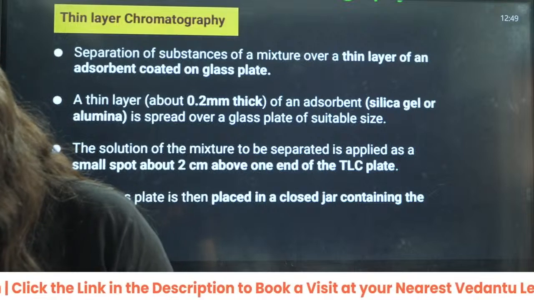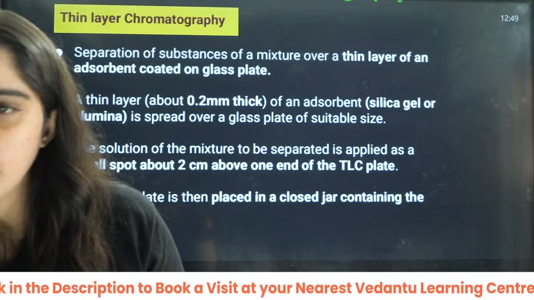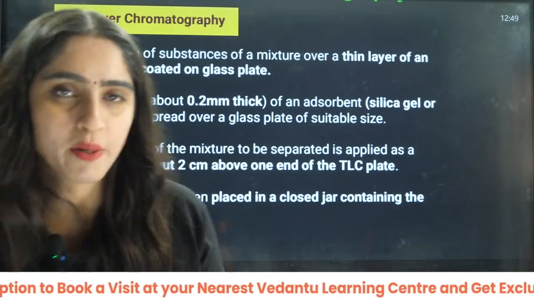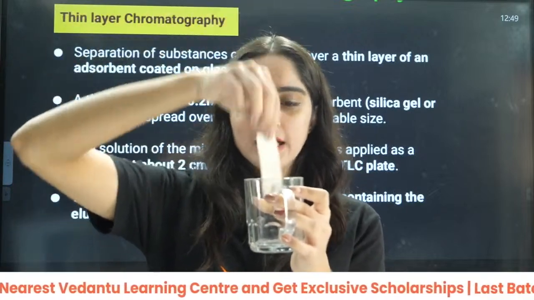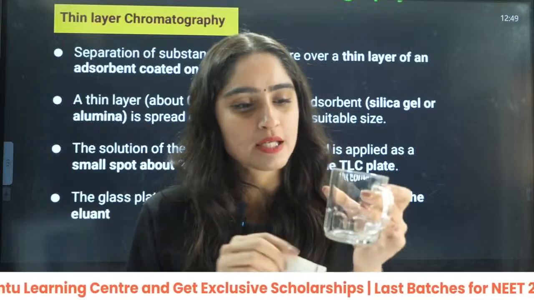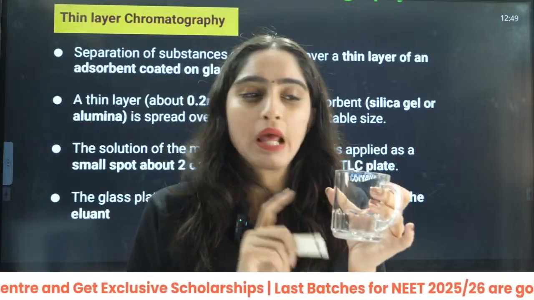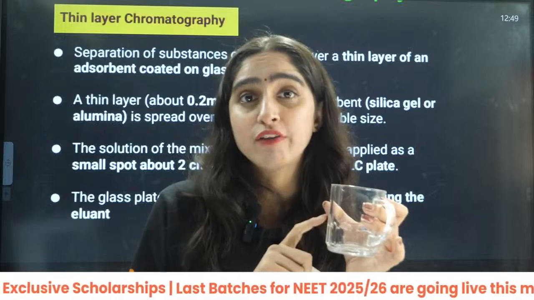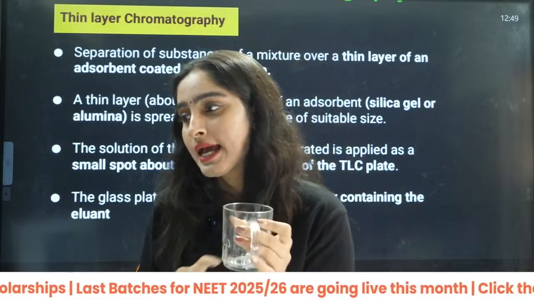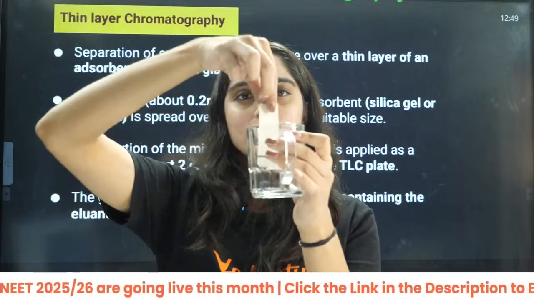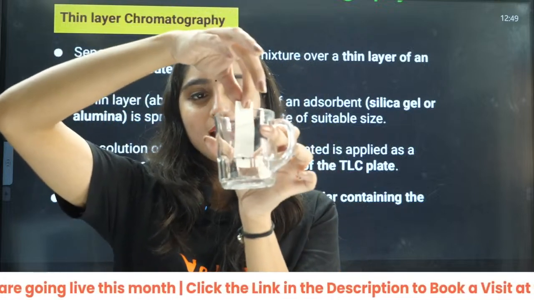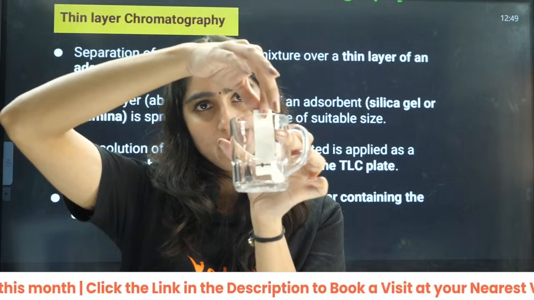So what we used to do, we used to have some pen or something, where we used to stick this particular thing, and then it used to hang in air, right? Now in this beaker, we will have the mobile phase or your solvent. So you will just hang it in the air and you will have your mobile phase over here.